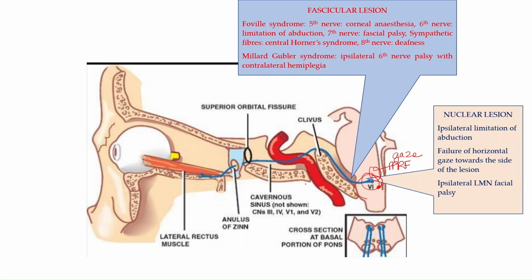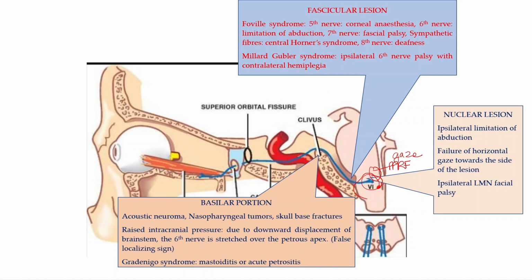So if it is associated with the pyramidal tract, you can have a contralateral hemiplegia, also known as the Millard-Gubler syndrome. So coming to the basilar portion, the nerve further travels along the petrous apex and then enters the Dorello's canal.